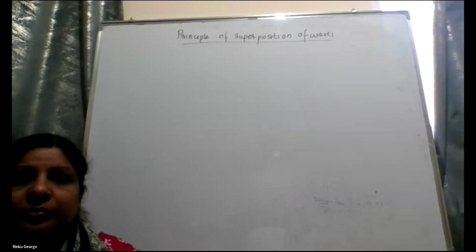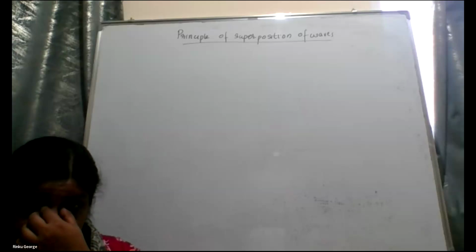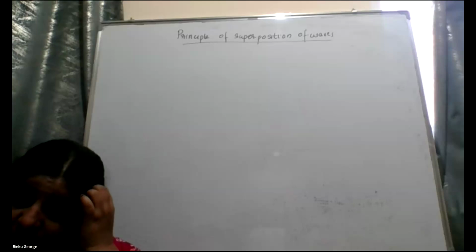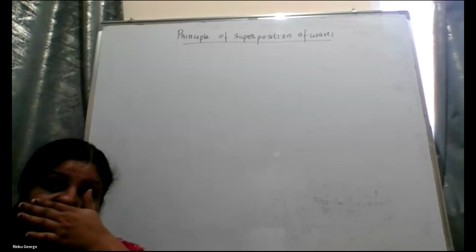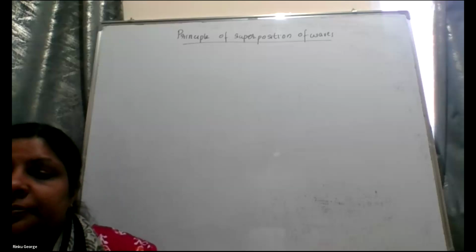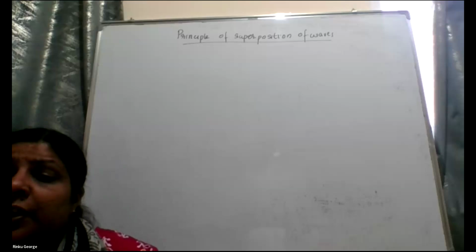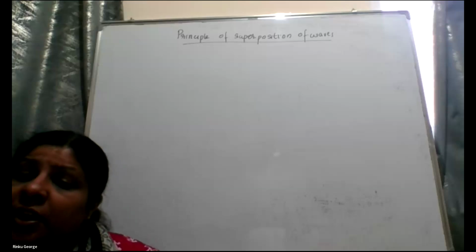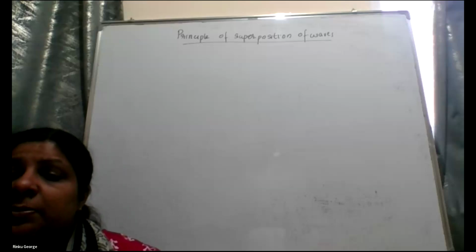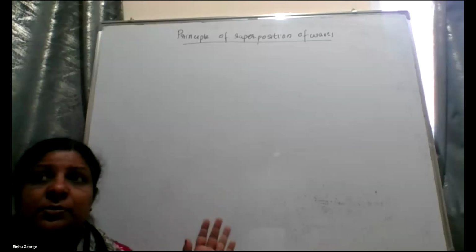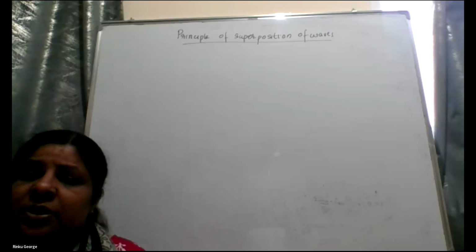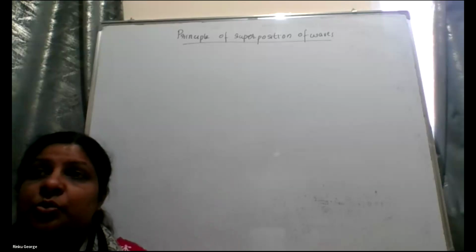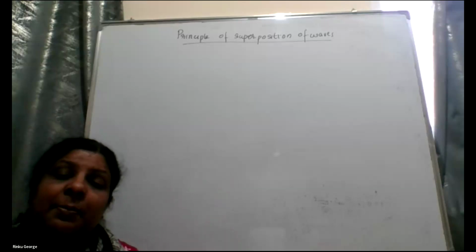Finished, all of you? I'll read it again. When a number of waves meet at a particular point in a medium, each wave produces its own displacement independent of the other. And the total displacement is the algebraic sum of displacement due to individual waves. See, this is applicable not just for sound waves. In all waves, this is applicable.